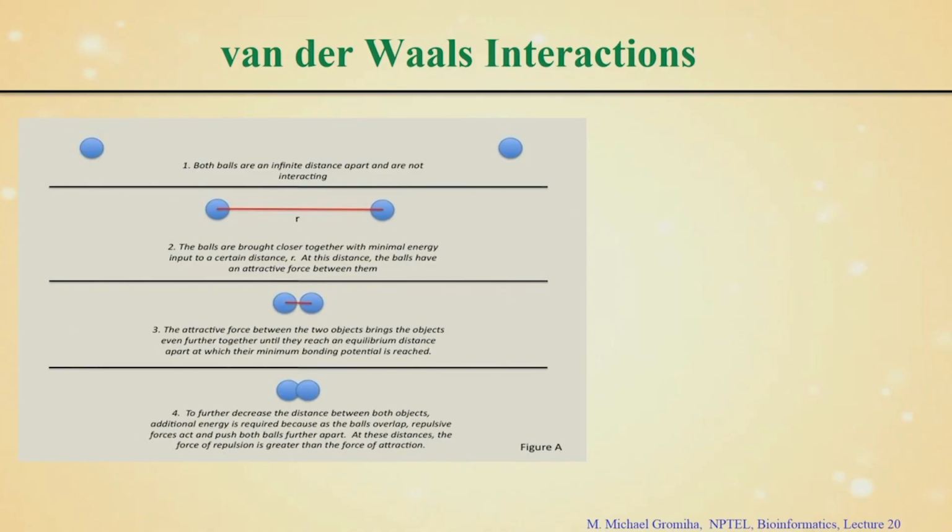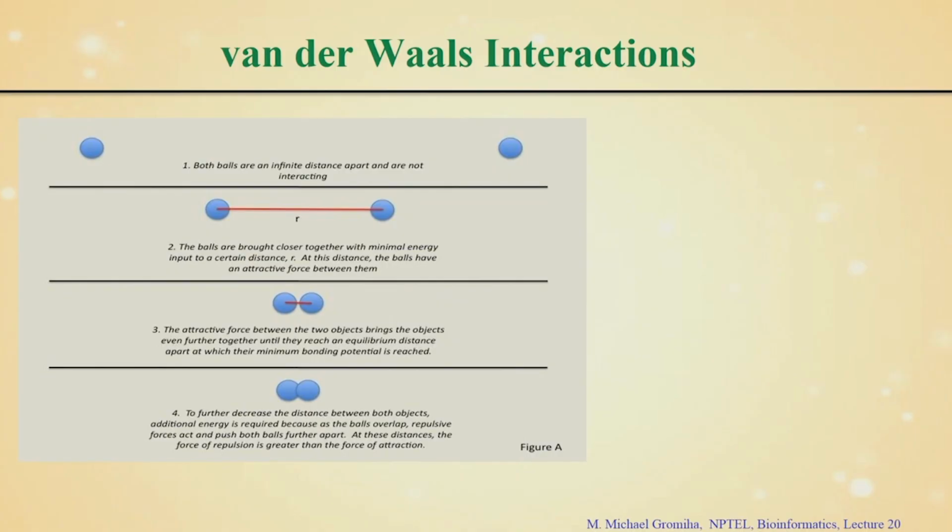So, now let us see the van der Waals interactions. How do we explain van der Waals interactions? For example, if two atoms are very far apart, then there is no interaction. When they come close to each other to some distance r, they have an attractive force. At a minimum distance of r, you will have the attractive force.